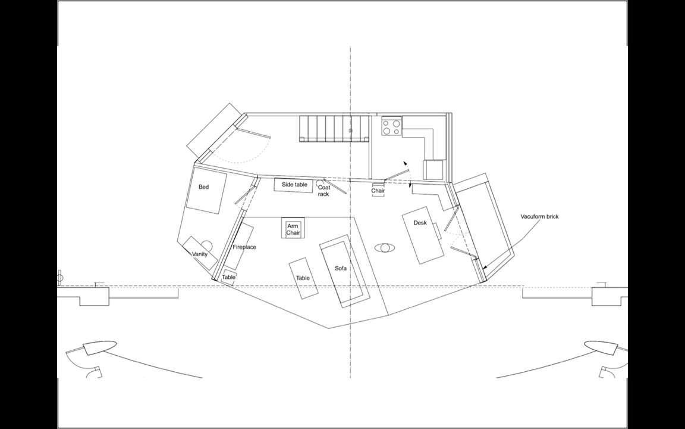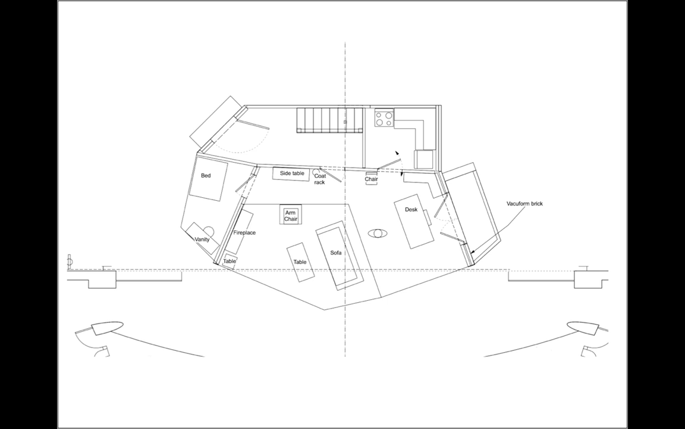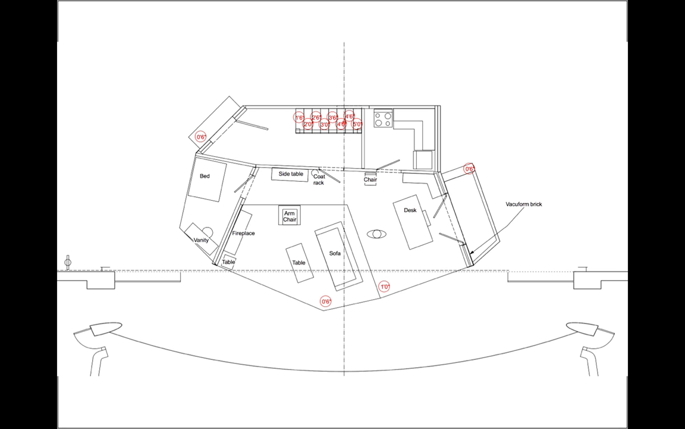We can also label as much as we need to help anyone looking at the design understand what furniture pieces are, or any other unusual object that may not be obvious in the rendering. Then we'll add dimensions as we discussed. The initial ground plan for this design is complete.